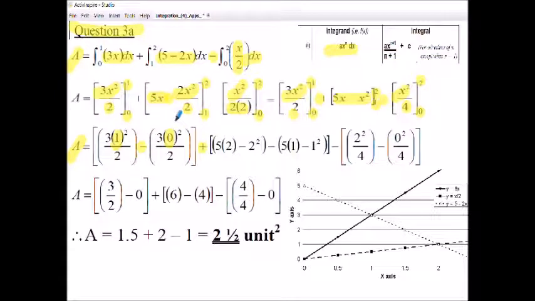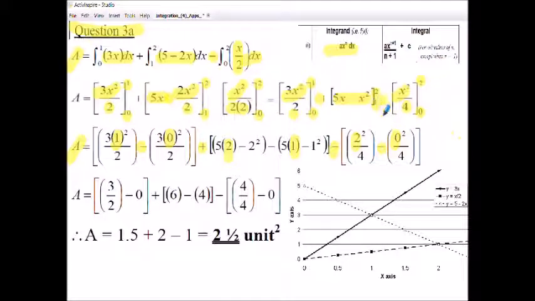We're adding to that the second bracket with the upper limit of 2 going into the equation, and then we're taking away the lower limit, which is 1 in this case. So that's the second square bracket sorted. And then in the final square bracket, the upper limit of 2 goes in, and we're taking away the lower limit of 0 in this case.